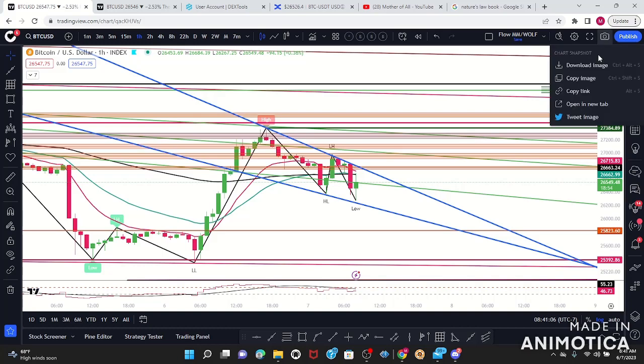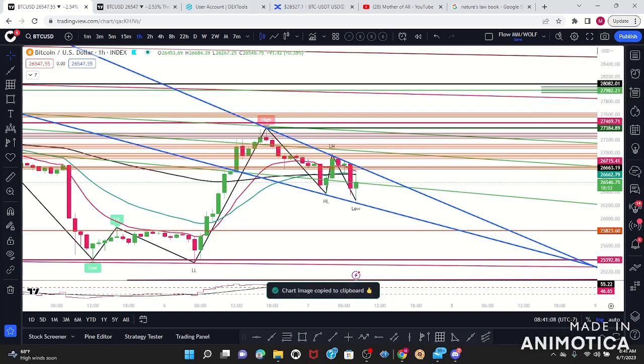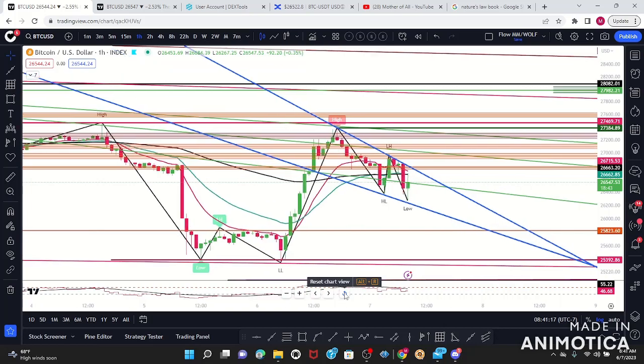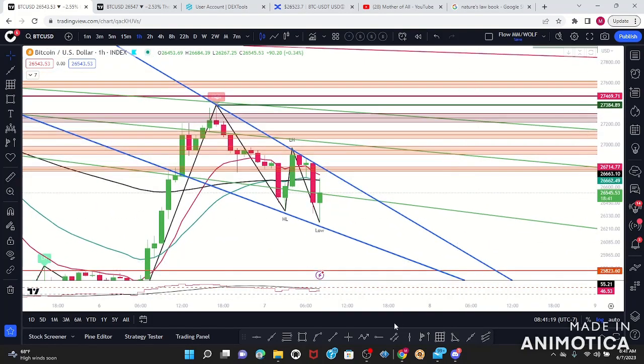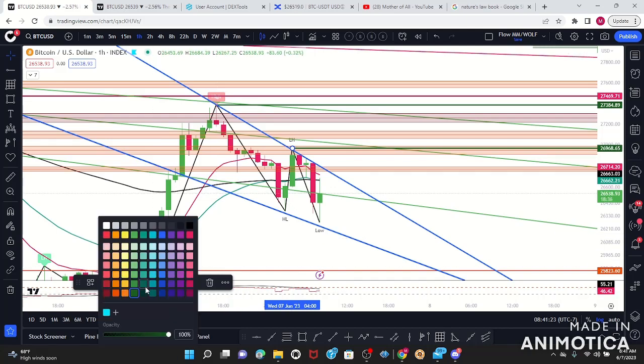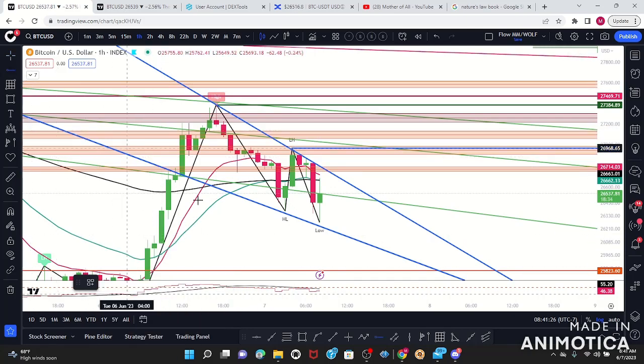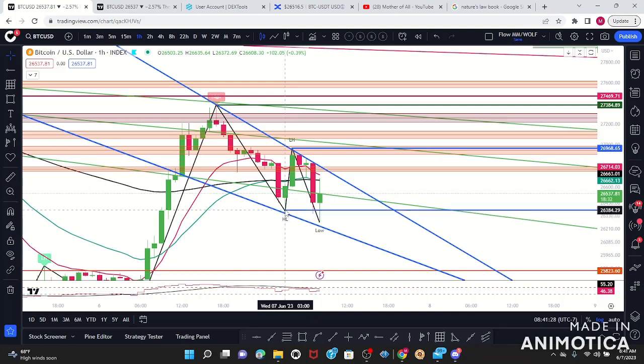So let me go ahead and share this with my community really quick, just so they know what I'm seeing. Because we're getting closer to making a decision here of where to enter. I got my hourly range here going on.